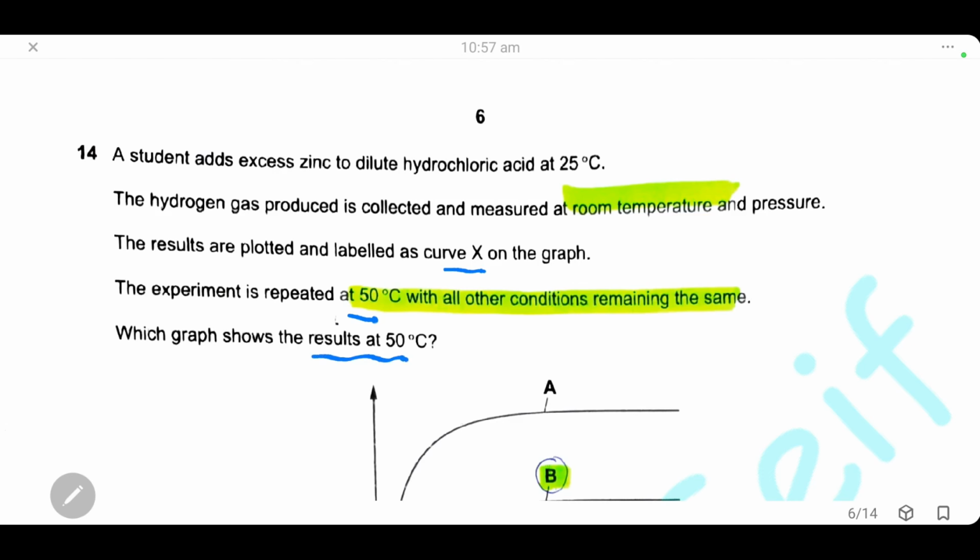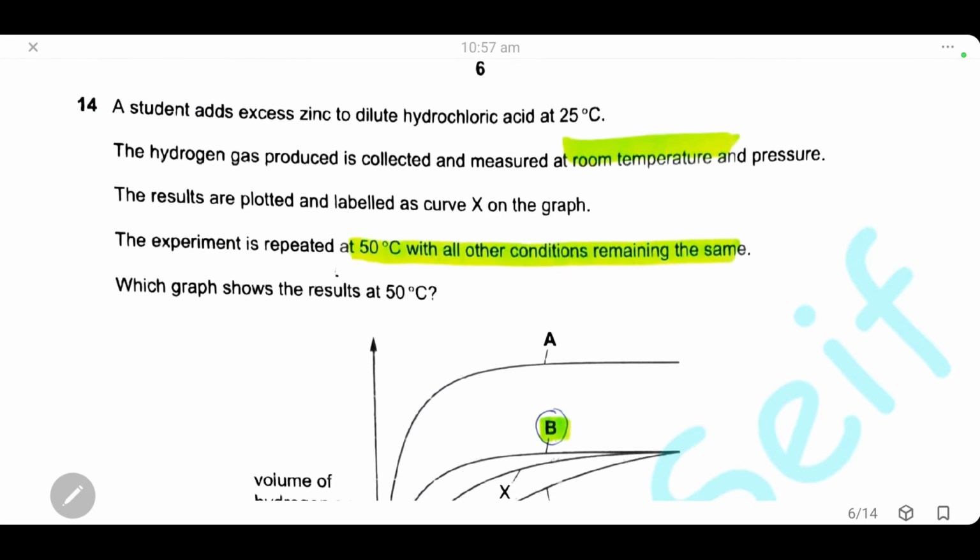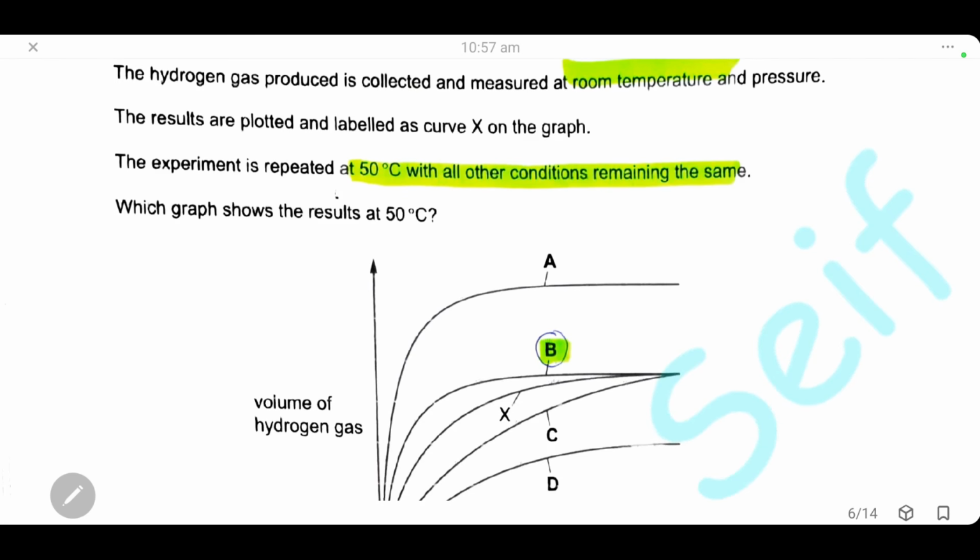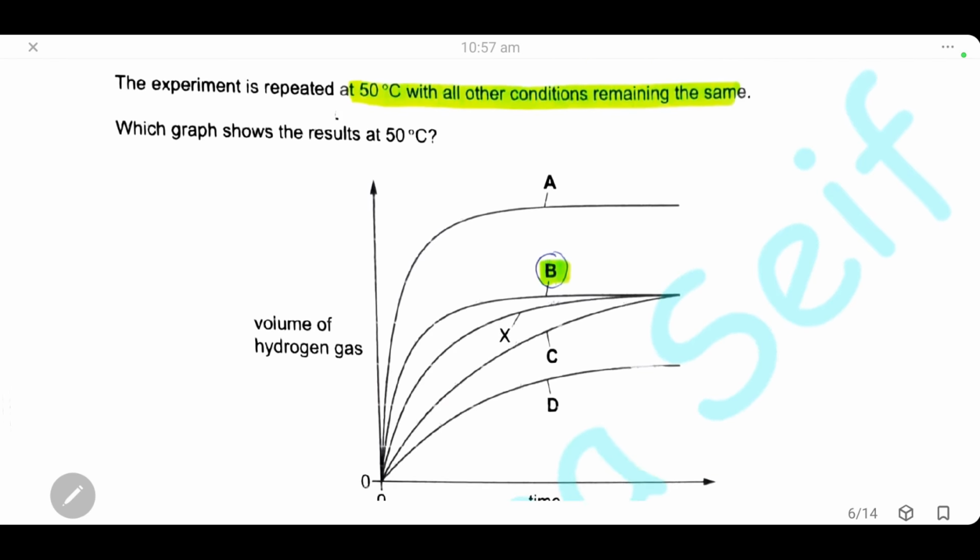Because 50 is a higher temperature than 25, the rate of reaction will be higher, and we have a steeper curve and the curve will end earlier than the original curve. But all the conditions are kept the same, so we have the same volume and concentration of dilute hydrochloric acid. Of course, we will get the same volume of hydrogen gas. So here we have curve B, which has the same volume of hydrogen gas as X, but the reaction is faster. It ends earlier than X, and the curve is steeper and closer to the y-axis. So the answer is B.